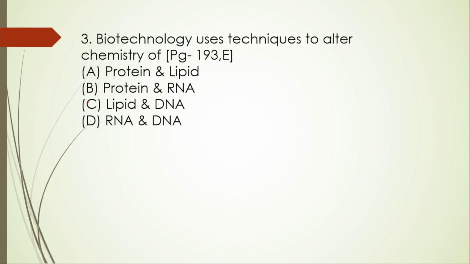Next, the third question. Biotechnology uses techniques to alter the chemistry of protein and lipid, protein and RNA, lipid and DNA, RNA and then DNA. So here the right option is option D, RNA and DNA.